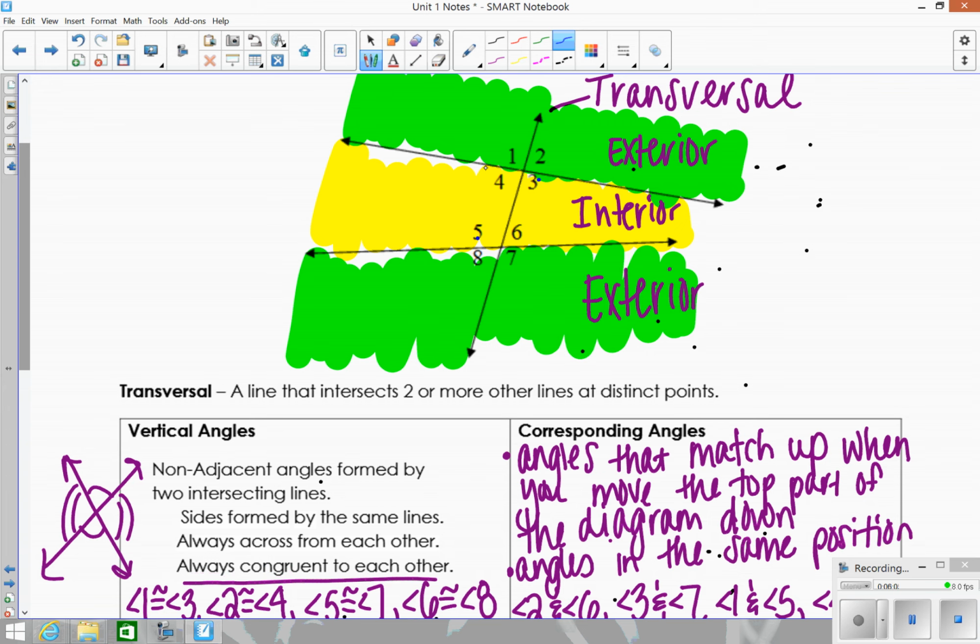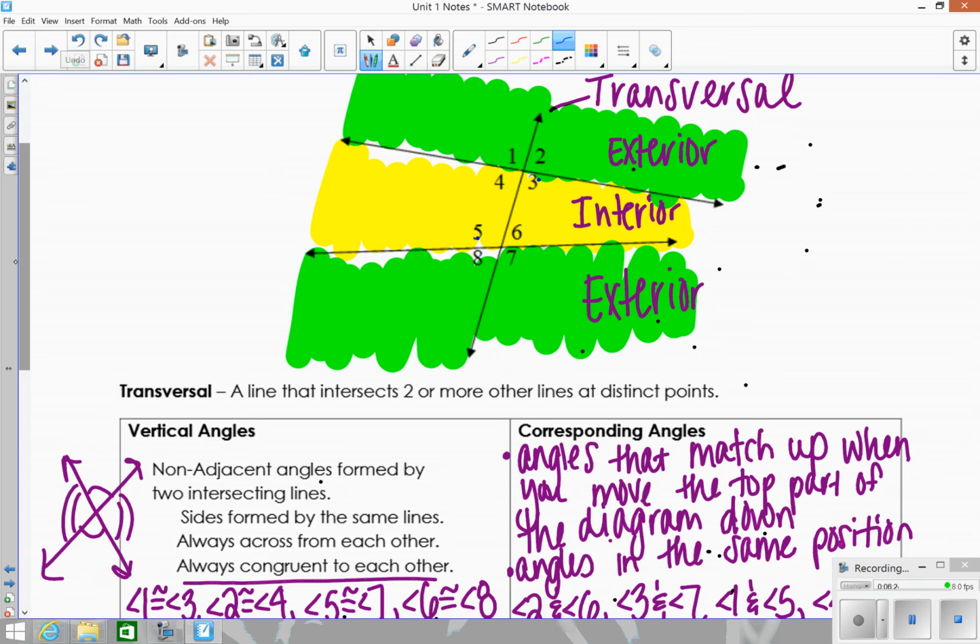You can also see kind of like a Z shape here. I'm going to erase this in a minute, but you can kind of see this Z shape. That's how you can also look for alternate interior angles. So for a Z shape or even like a backward Z, so almost like an S for 3 and 5, that's another way to identify alternate interior angles.